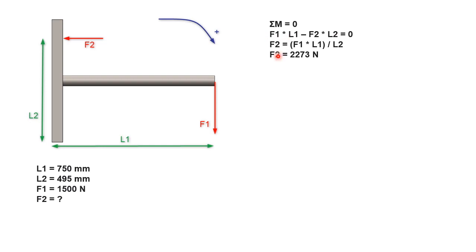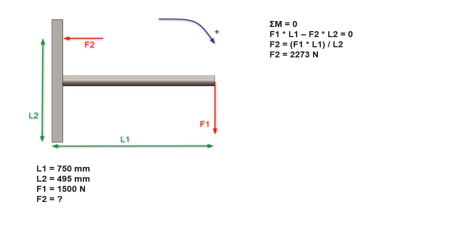F1 multiplied by L1, that is the force multiplied with the distance, which gives a moment. The opposing moment is F2 multiplied with the distance L2. These have to be in equilibrium. Then we know F1, L1, and L2, so we just solve for F2 and find that in this example, F2 is 2273 Newton.